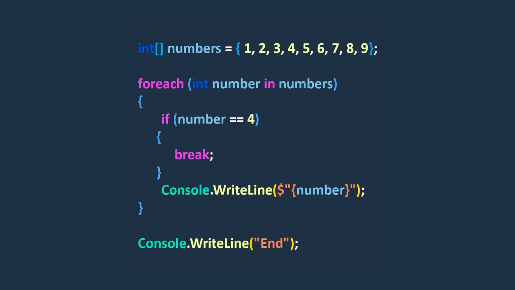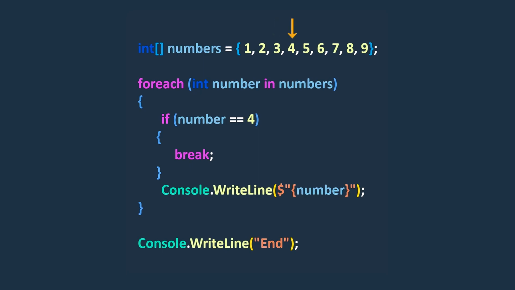In this example, inside the foreach loop, there is an if statement that checks if the current number is equal to 4. If the condition is true, the break statement is executed and the loop is immediately terminated. During the first iteration, the current number is 1. So, the code block inside the if statement is skipped and this number is printed in the terminal. The same procedure is followed for the second and third iteration, where 2 and 3 are printed respectively.